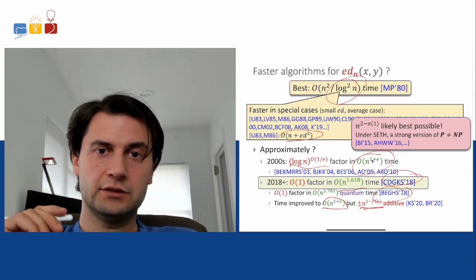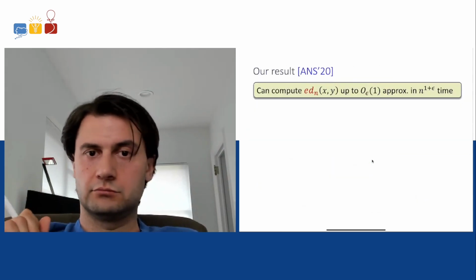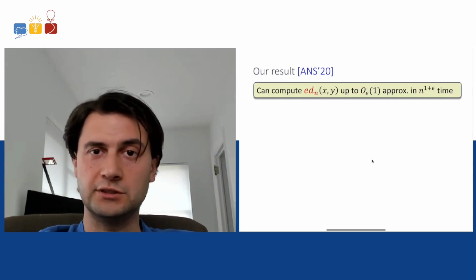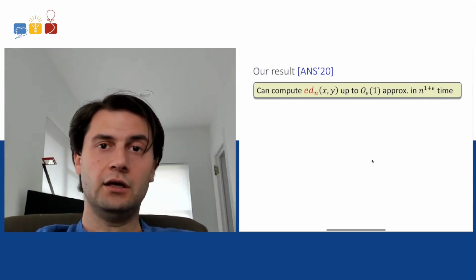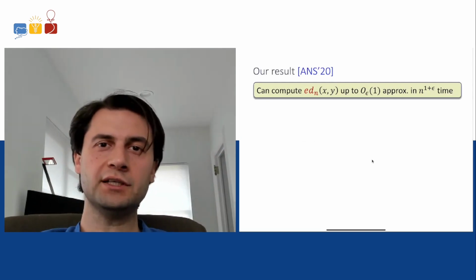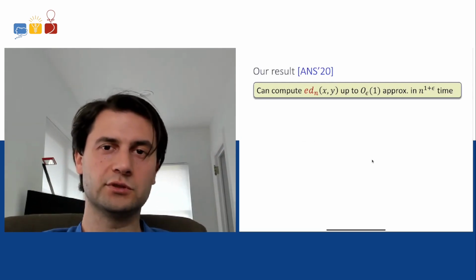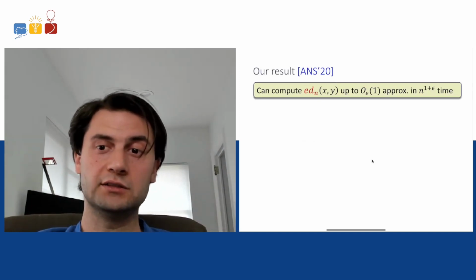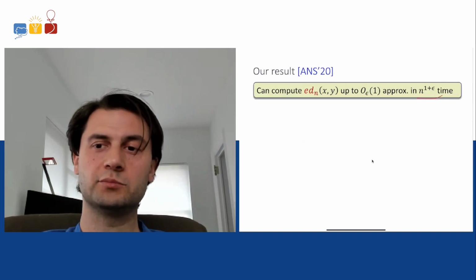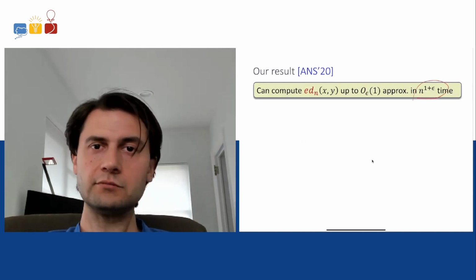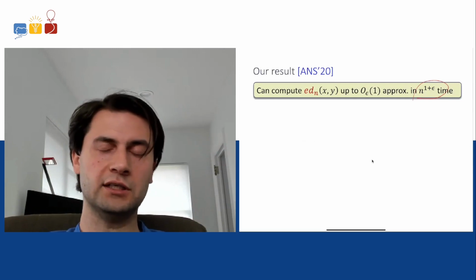Okay, and basically last year, together with my student Negev Shekel Nosatzki, we obtained an algorithm that in some sense removed that caveat, and basically achieved what we wanted to achieve here, namely we can obtain runtime which is n to the 1 plus epsilon with constant factor approximation. Okay, so this is our result.